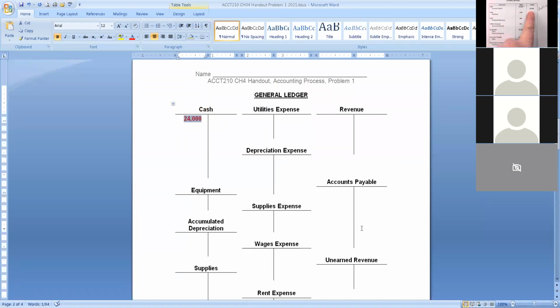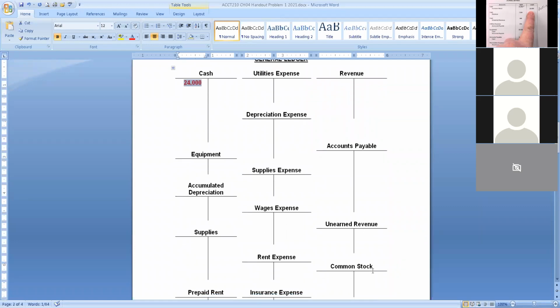So we have common stock, which is way down here. And it will also be 24,000. Hey, it's not red. Why isn't it red?